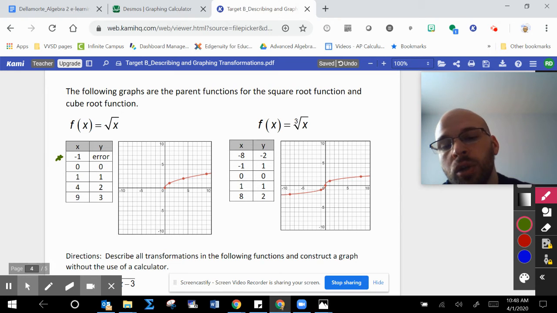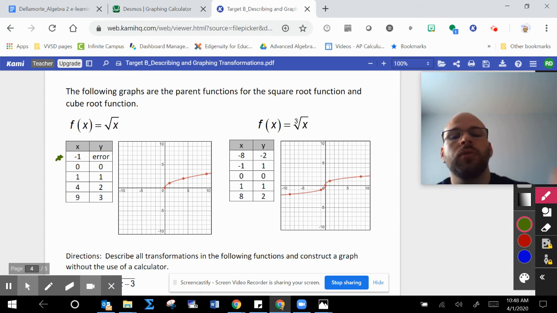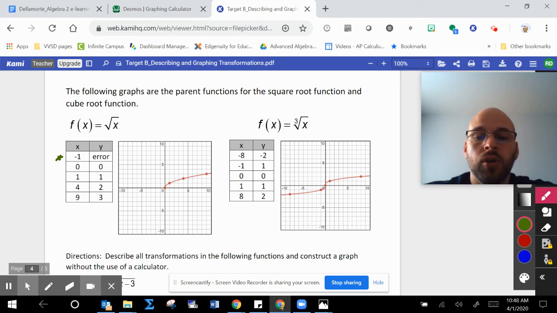However, for the cube root function, we can graph both positive and negatives. You can take the cube root of a positive value or negative value. We shouldn't get any errors. So that's why, if you notice, the domain for the square root function goes from 0 to infinity. The domain for the cube root function goes from -infinity to infinity. It's all real numbers. It would include everything.